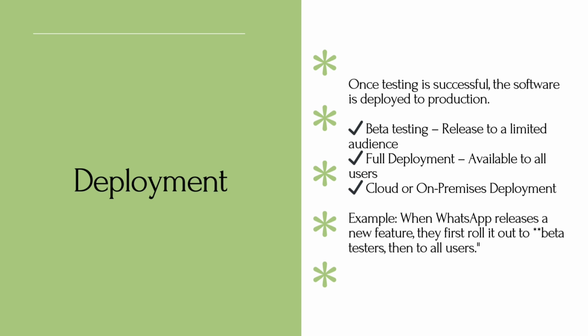For example, when WhatsApp releases a new feature, they first roll it out to beta testers, then to all users.